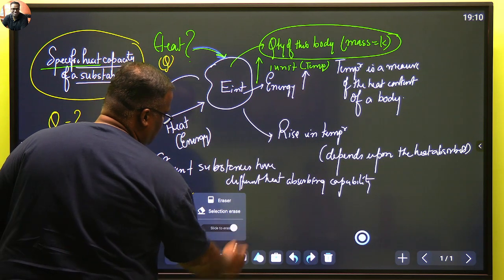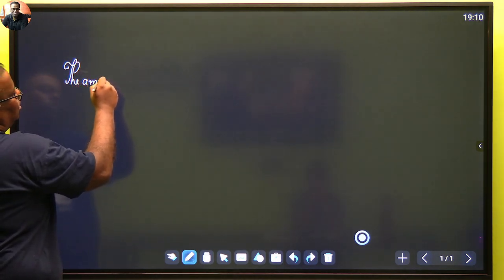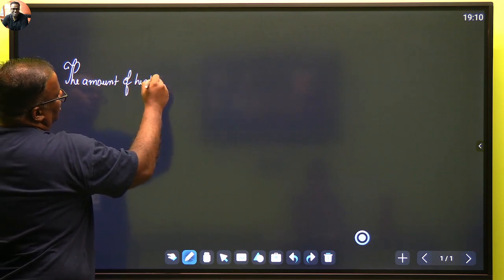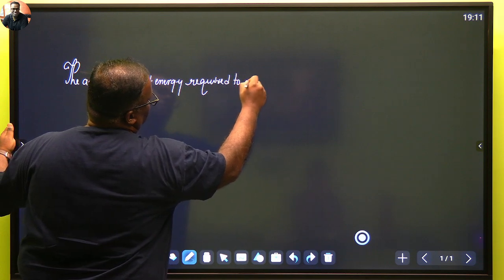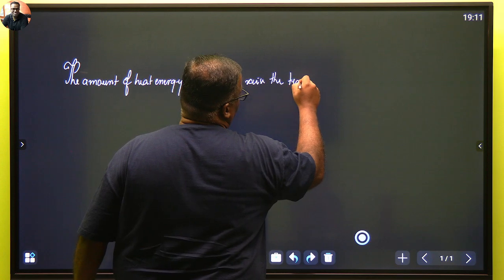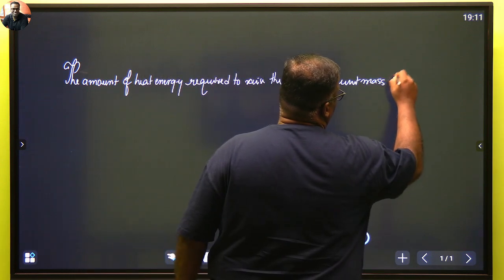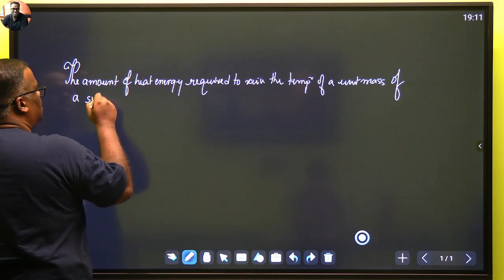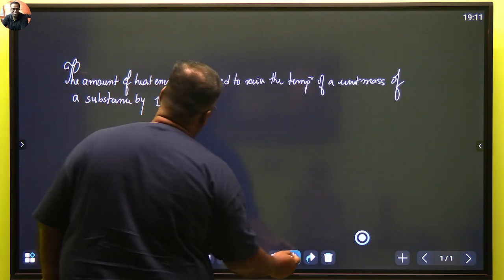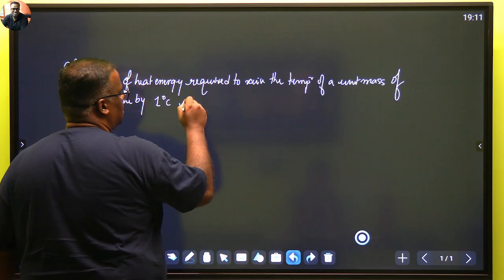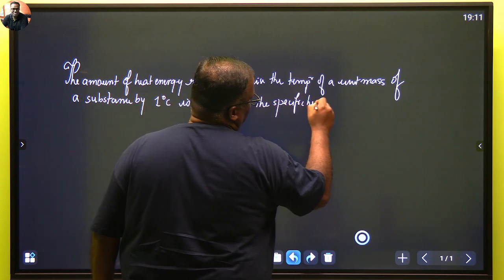Okay. If I say specific heat capacity of a substance means, now I will say what is the amount of heat energy required to raise the temperature of a unit mass, that is 1 kg, of a substance by 1 degree Celsius, or it can be 1 Kelvin. We usually say 1 degree Celsius. Okay, 1 degree Celsius is defined as the specific heat capacity of the substance.